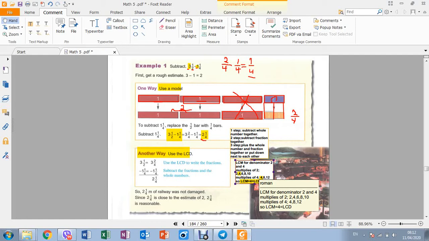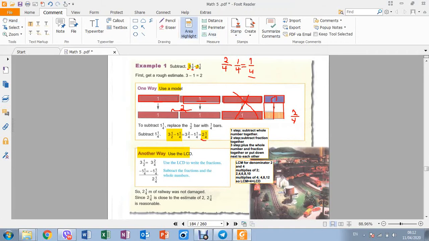So it equals the LCD. Now I need to change these two denominators to 4. Look at the denominators, okay? Look at this, 3 and 1/2. This 2, I need to change this denominator to 4 by multiplying. By which number?